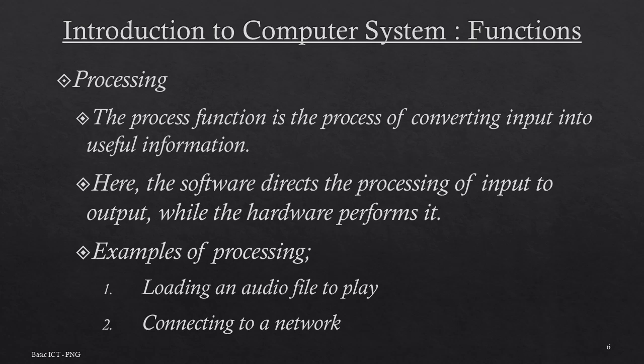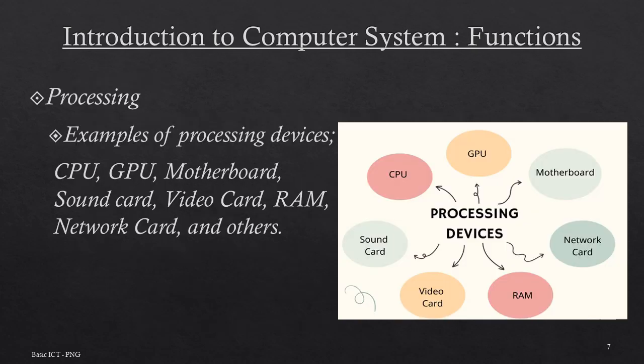Examples of processing would be loading an audio file to play. For example, when you're loading music, you press play, the computer has to load it into the player to play, and connecting to a network. These are 2 examples of the processing function. It is carried out using processing devices. Examples of processing devices will be CPU, GPU, motherboard, sound card, video card, RAM, network card, and others.